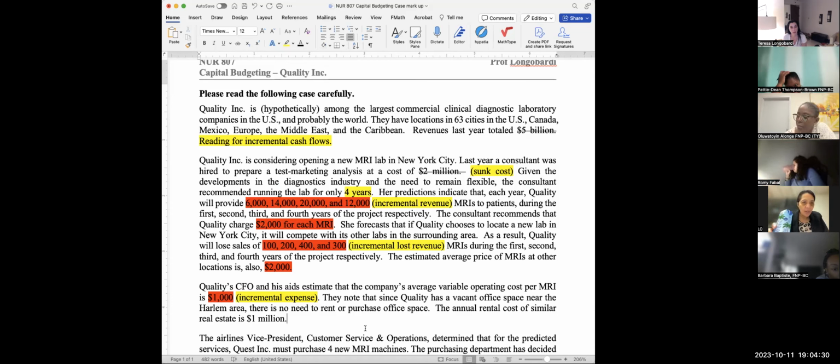All right, so they note that since Quality has a vacant office space near the Harlem area, there's no need to rent or purchase office space. The annual rental cost of similar real estate is $1 million. Is that an important amount? Is that a cash flow, incremental cash flow from my project analysis? No. No, it's not incremental.